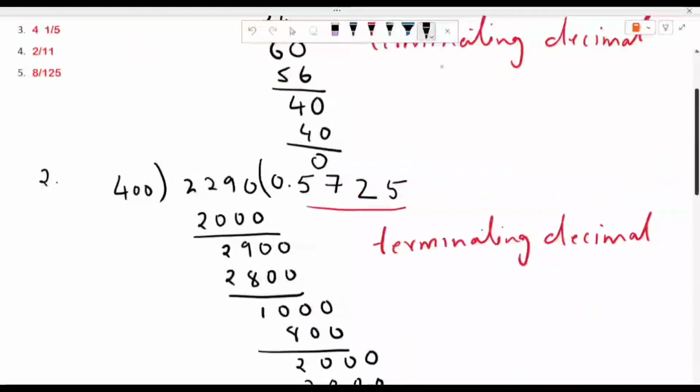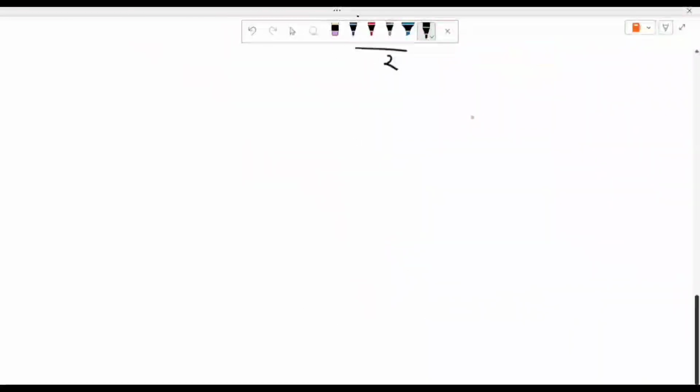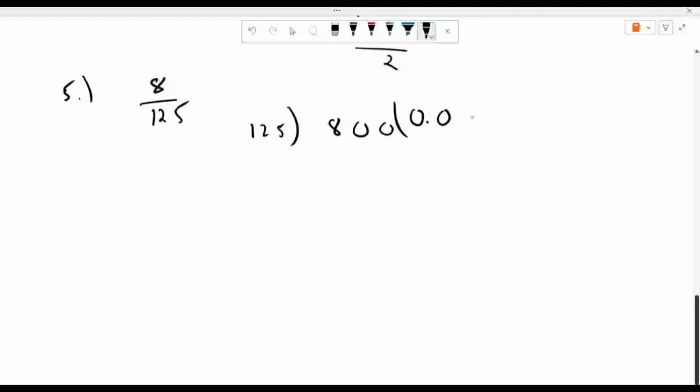Now let's take the next question. What is that? It is 8 divided by 125. Okay, now let's see the last question, the fifth one. It is 8 divided by 125. So how can I write this? 125 divided by 8. So now we go with 0, means 80. So again it is the smaller number, so what we do, again we write one more 0, it will become 800.